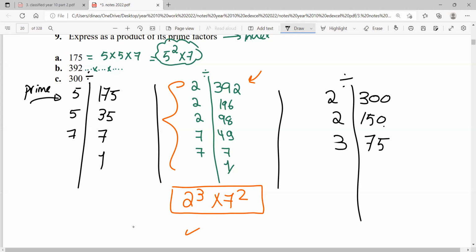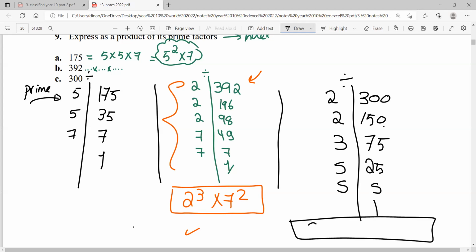Miss, where did the 5 go? It's coming. 75 divided by 3 is 25. There it is. Divide by 5. 25 divided by 5 is 5. 5 divided by 5 is 1. Where is the final answer? The final answer is 2 repeated 2 times, then 3, and 5.